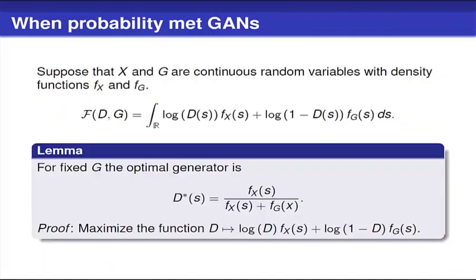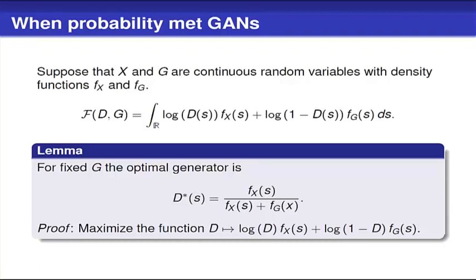And this problem has a very nice probabilistic formulation. It's actually due to Goodfellow, who was the first to formulate this problem. The idea is, if you suppose that the sample that you want to generate and the sample that you actually generate are continuous random variables, then you can write down the cost function as this. If you pick G and you want to optimize in D, then you have to optimize this function. And you can optimize this function by arguments of calculus 1.